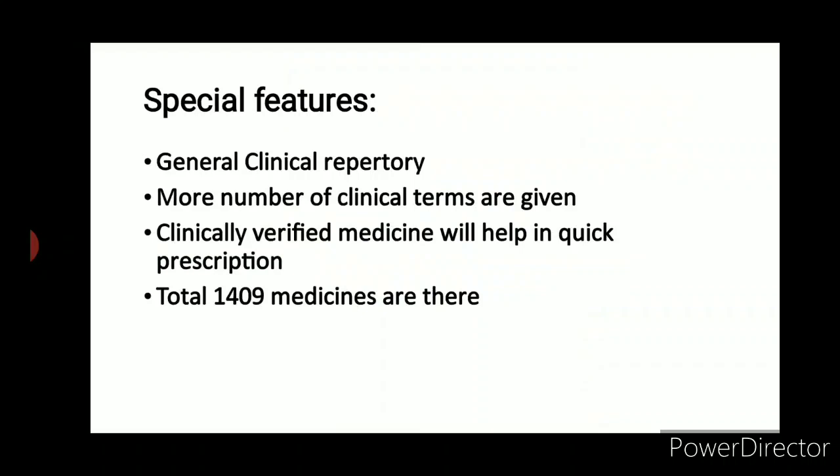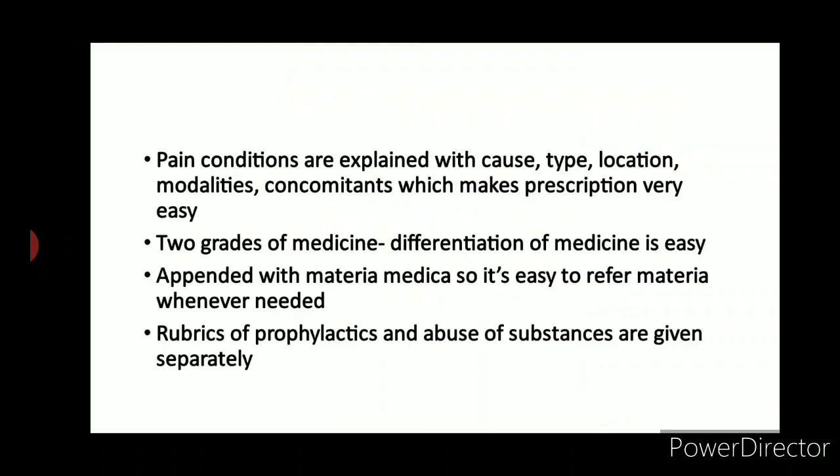A total of 1409 medicines are given, so it is enough for clinical practice. Pain conditions are explained with characteristic components like cause, type, location, modalities, concomitants, which makes your prescription very easy. There are 2 grades of medicines given, so the differentiation of medicine is very easy. It is appended with materia medica, so it is easy to refer to materia medica whenever needed.